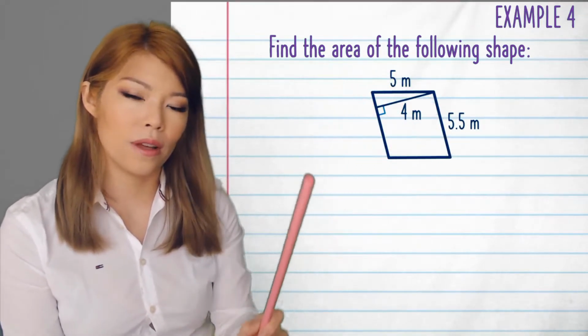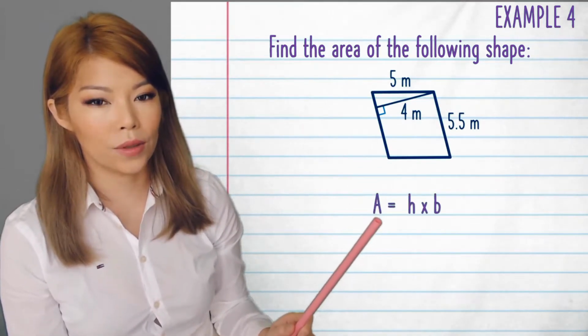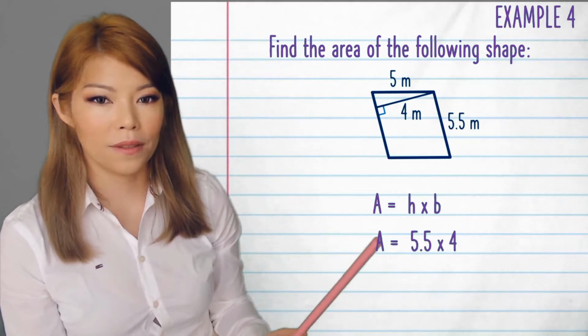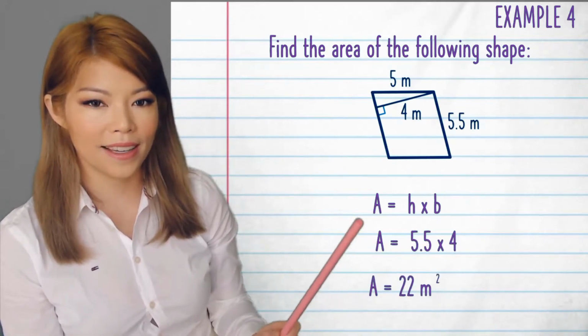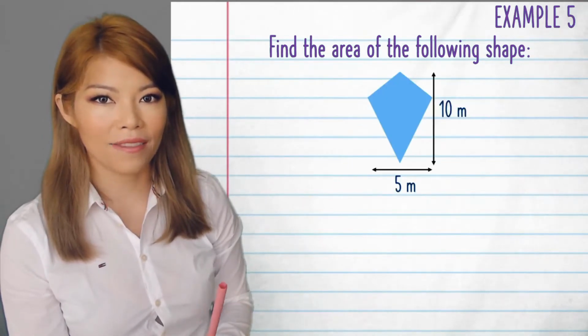So that 5 there we can ignore. So we have A is equal to H times B, which means 5.5 times 4, and the answer is 22 meters squared. Example 5, a kite.